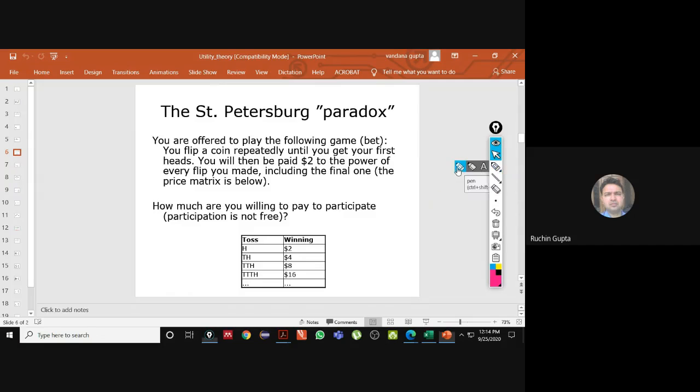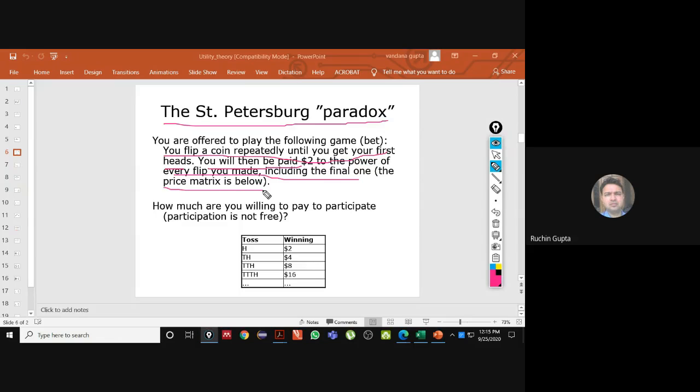Okay. So there is a paradox which is known as the Saint Petersburg paradox. So here we are actually giving an example that you are offered to play the following game. You flip a coin repeatedly until you get your first head, and you will then be paid $2 to the power of every flip you make, including the final one. Okay.